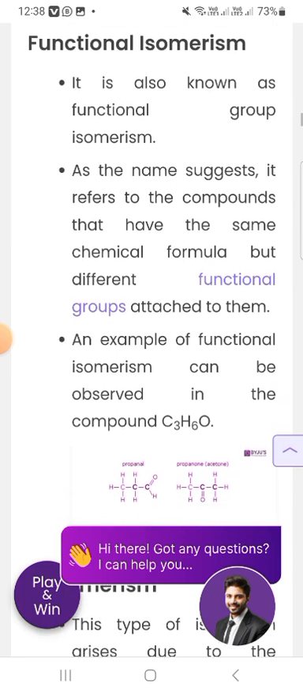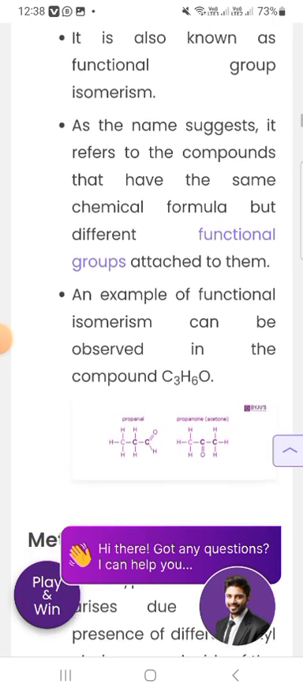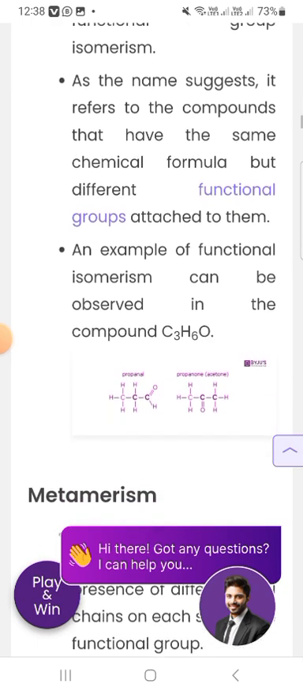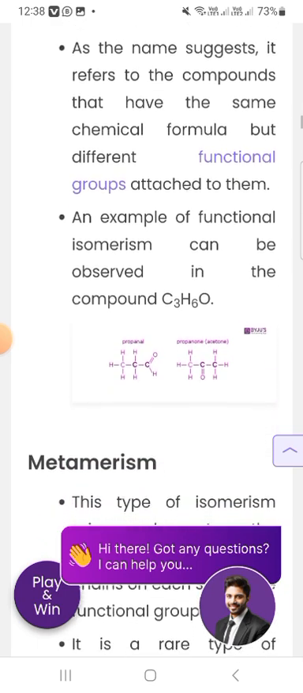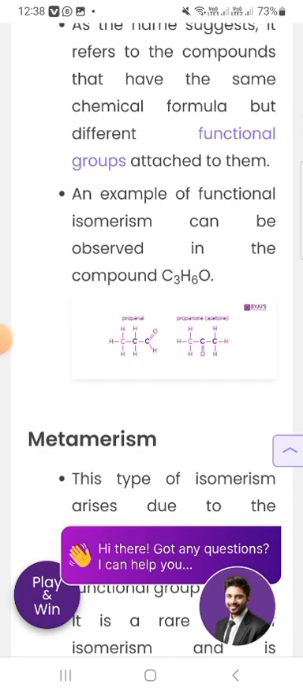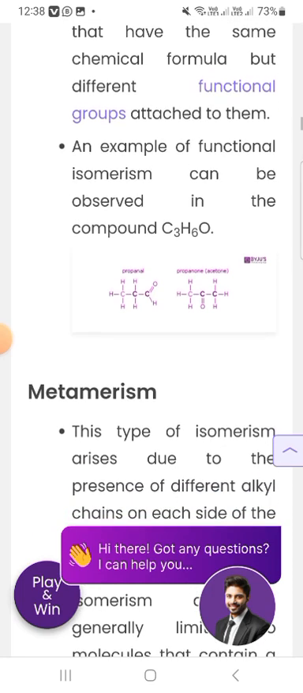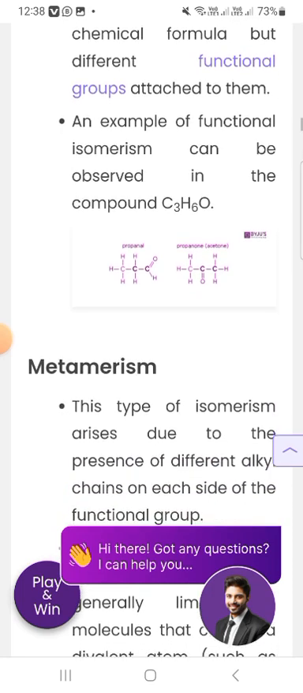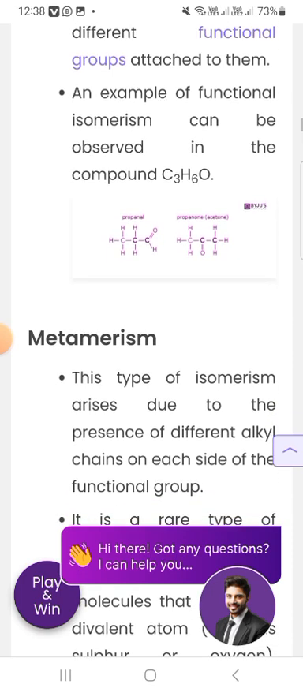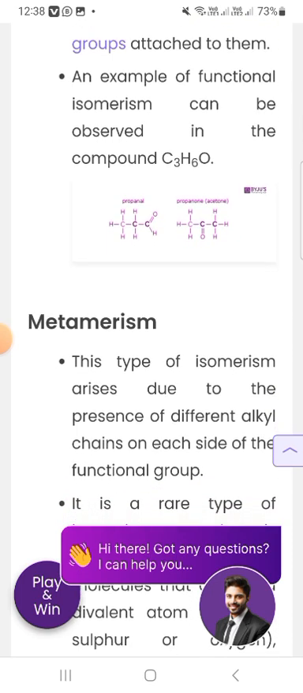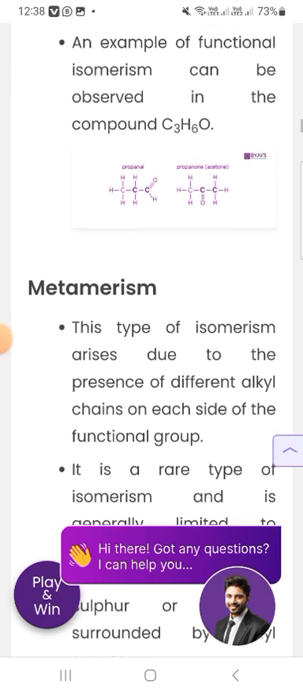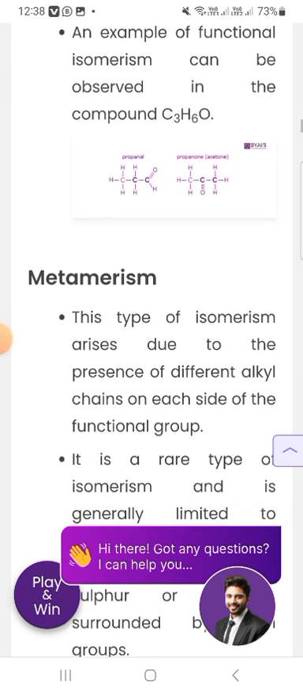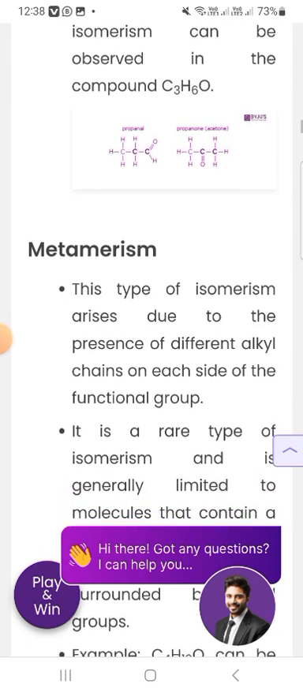Functional group isomerism, as the name suggests, refers to the compounds that have the same chemical formula but different functional groups attached to them. An example of functional isomerism can be observed in compounds C3H6O.